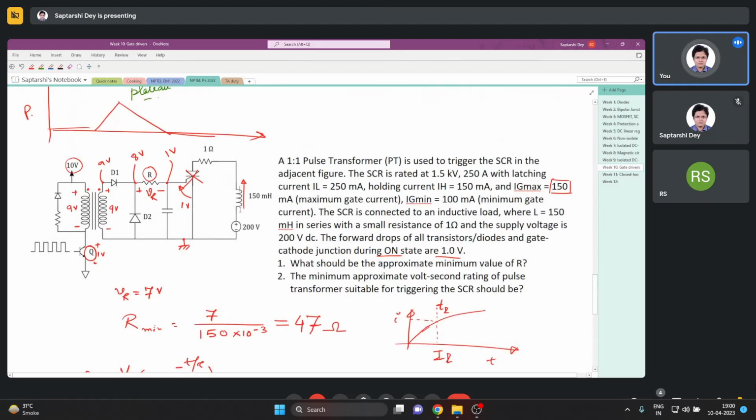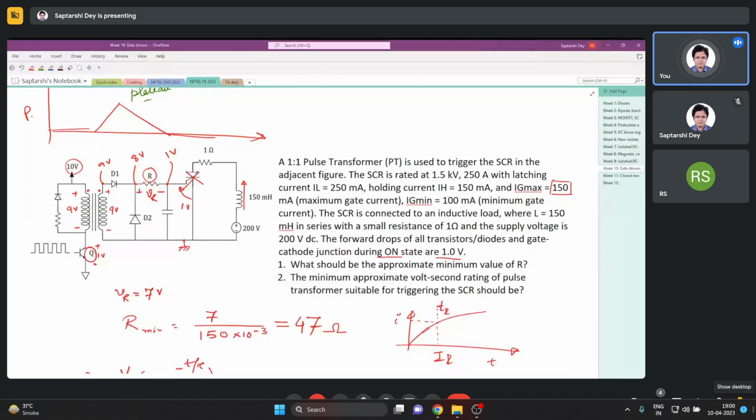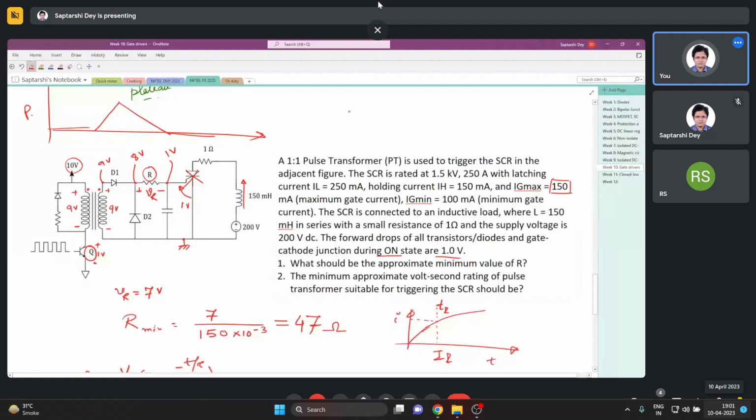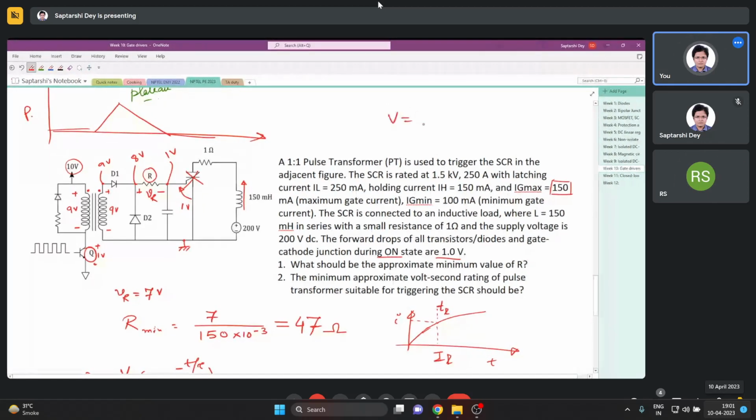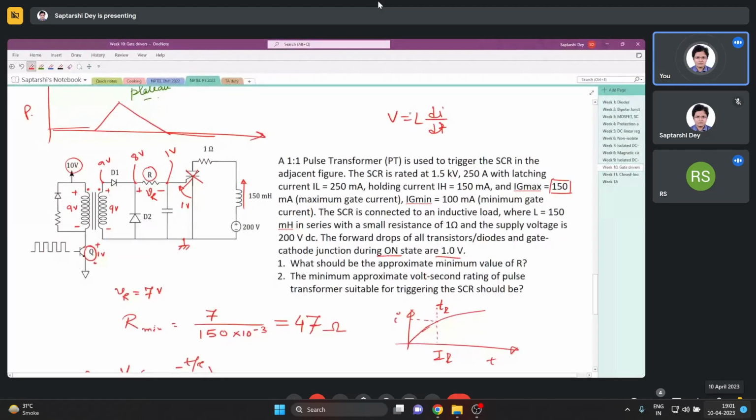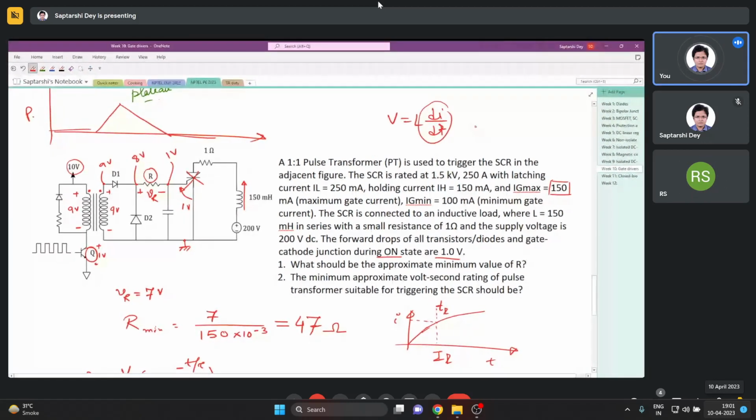Now, theoretically speaking, even a microampere of current can create infinite voltage if you interrupt it, because V equals L di/dt. Infinite voltage can never come because there are large impedances in the circuit, and di/dt cannot be dropping that sharply.